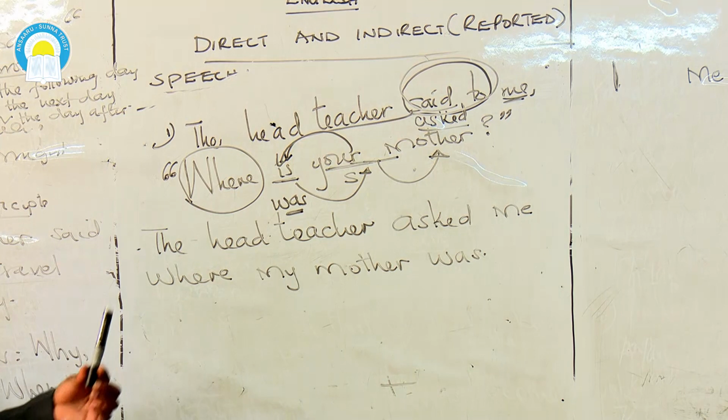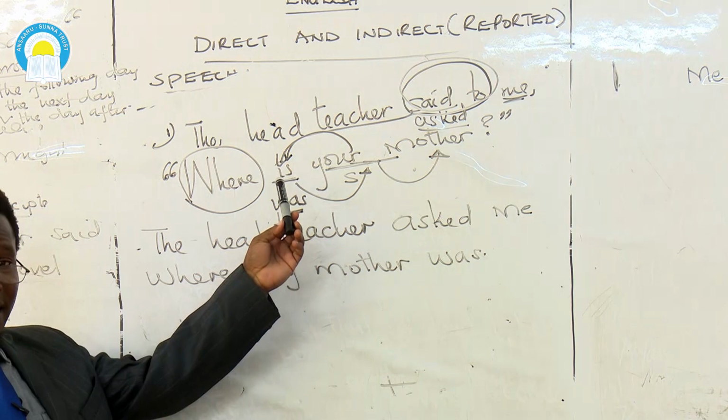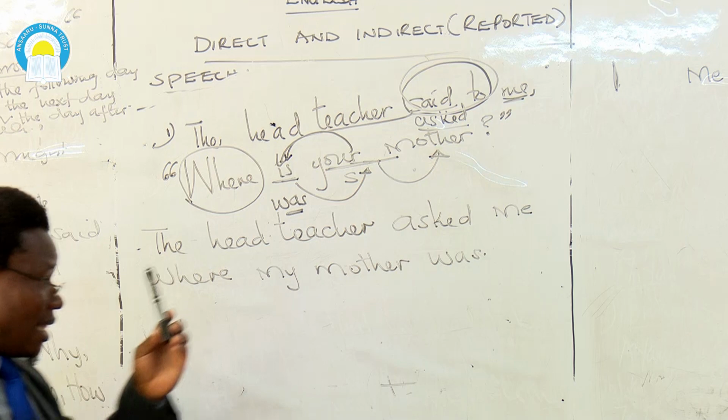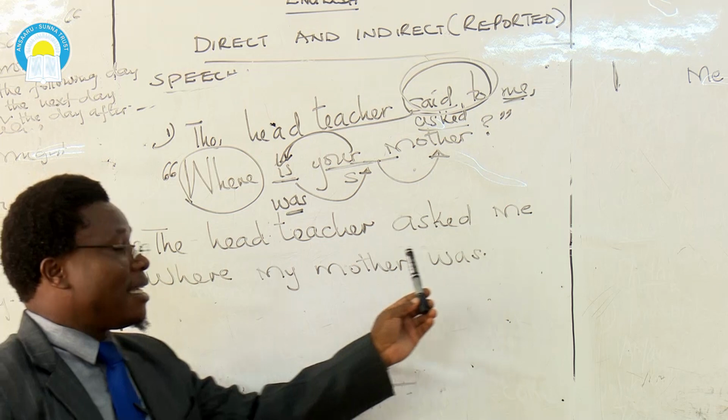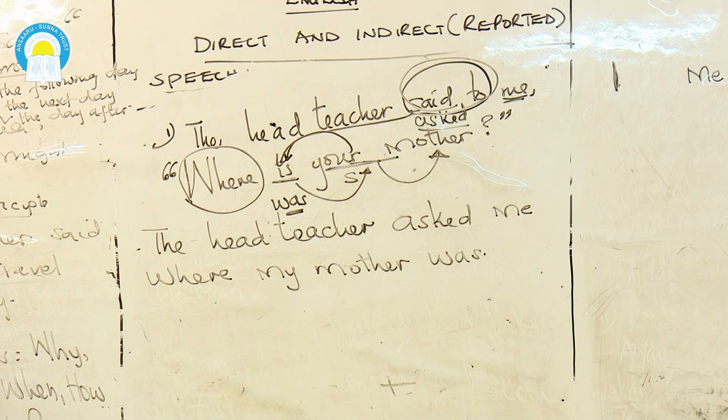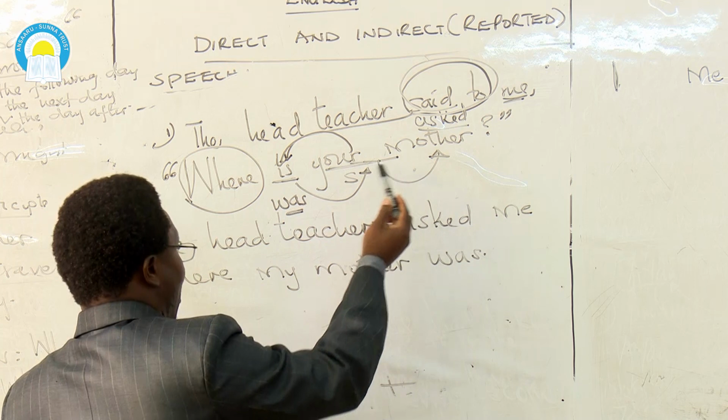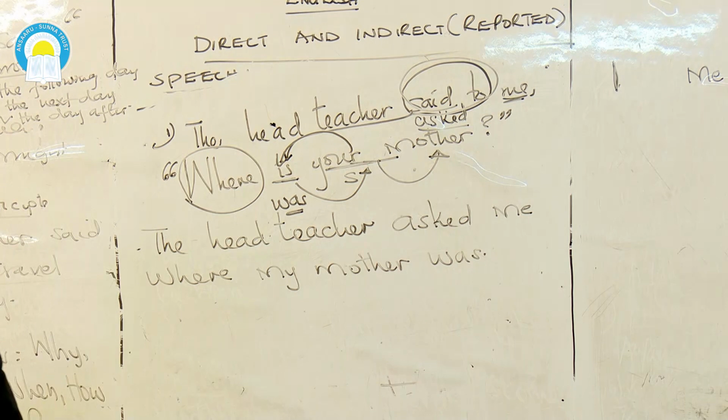Learners and viewers at large, in the first sentence we started with the verb, followed by the subject. But in the second sentence, we've started with the subject and ended with the verb. What I said, that introduced, asked, and a reverse order of the subject and the verb. So the head teacher said to me, where is your mother? becomes, the head teacher asked me where my mother was.